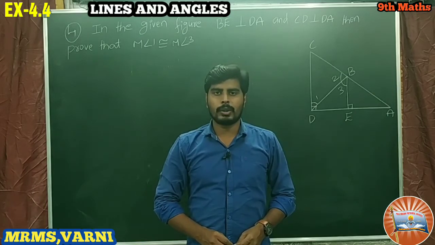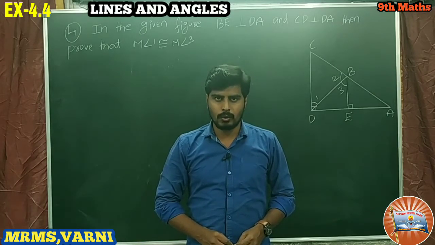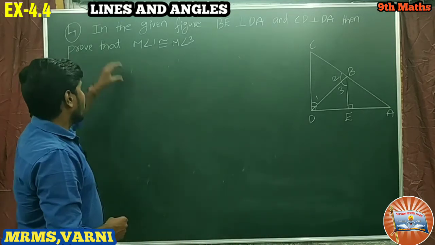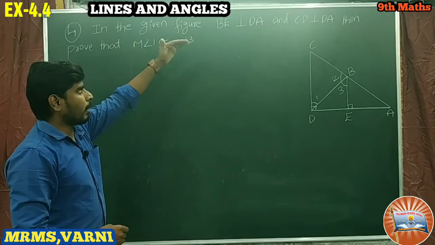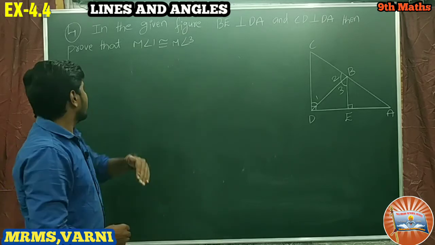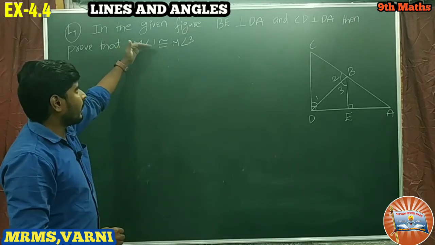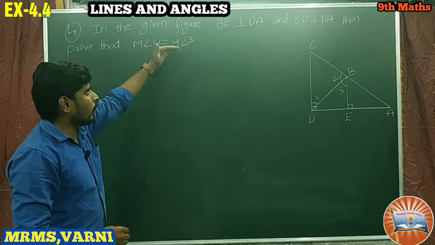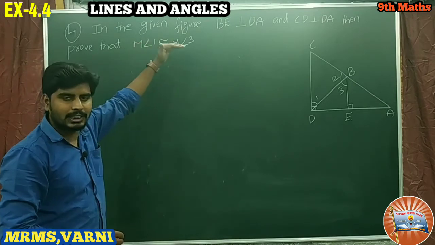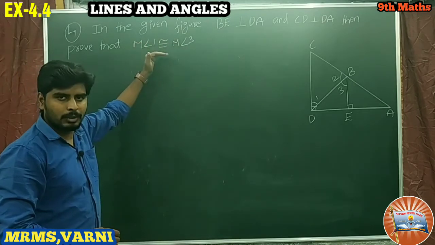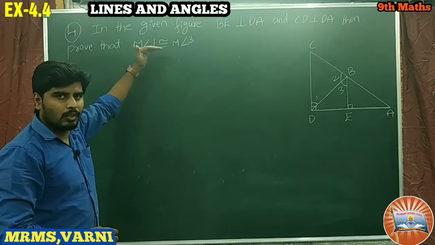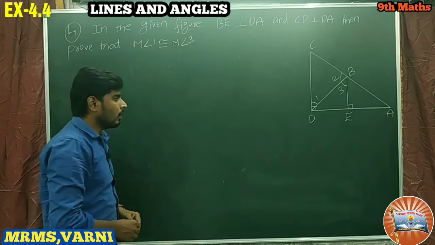In this video we are going to solve exercise 4.4 problem number 4. Let us see the question. In the given figure, BE is perpendicular to DA and CD is perpendicular to DA. Then prove that m∠1 is congruent to m∠3. So here we have to prove angle 1 is congruent to angle 3. Congruence is nothing but equal. So we have to prove angle 1 is equal to angle 3, with the given figure here.